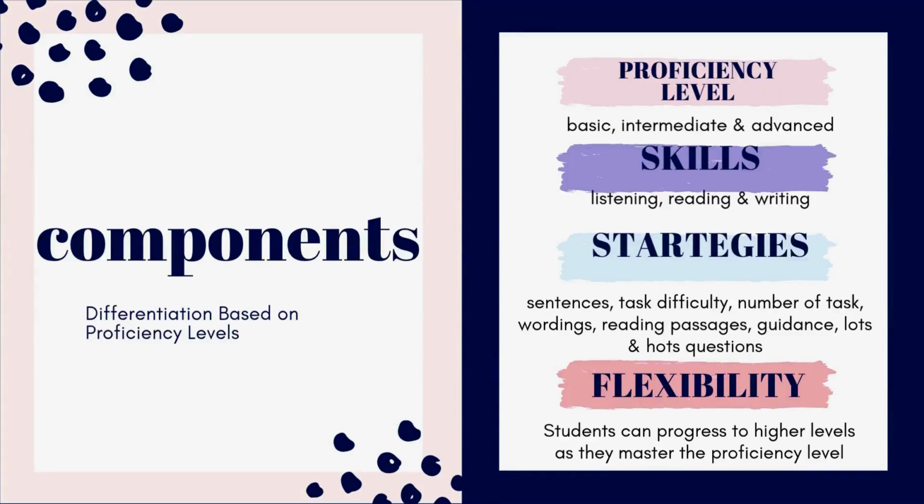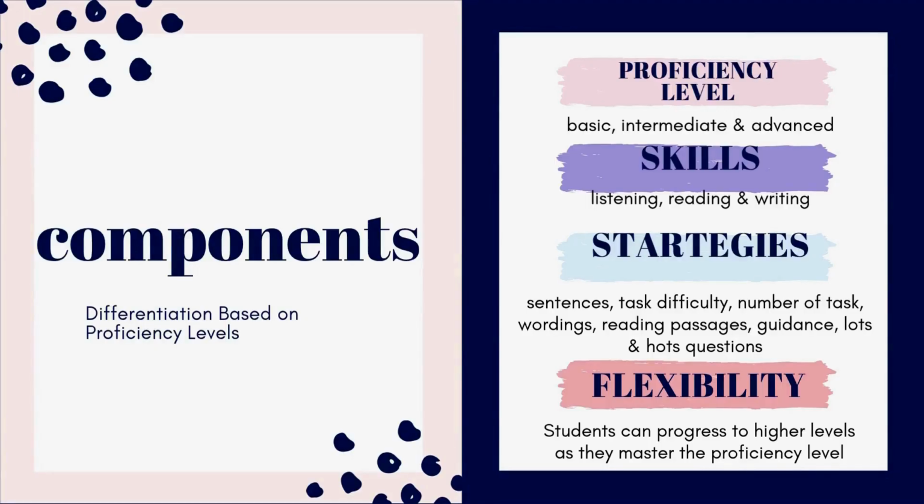What are the main components of the modules? These modules are differentiated according to the proficiency level. So in each module, the worksheet will be labeled TP1, 2 basic level, TP3, 4 intermediate level, and TP5, 6 advanced level. So they will be labeled according to their proficiency level. It has 3 types of skills: listening, reading, and writing.